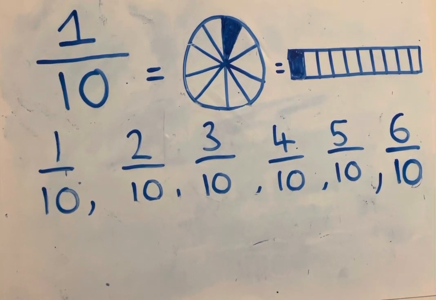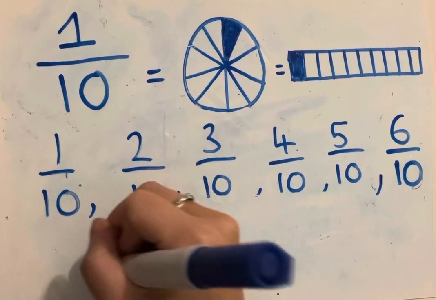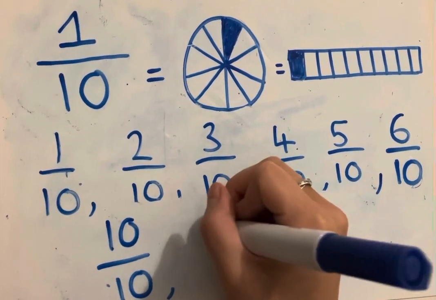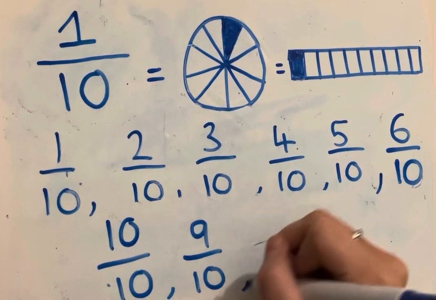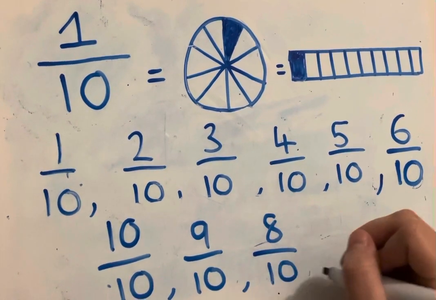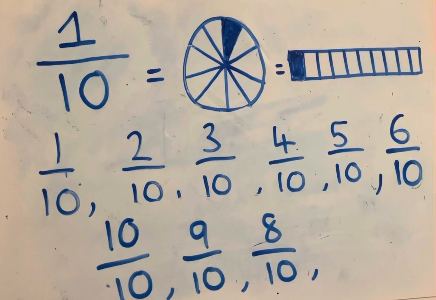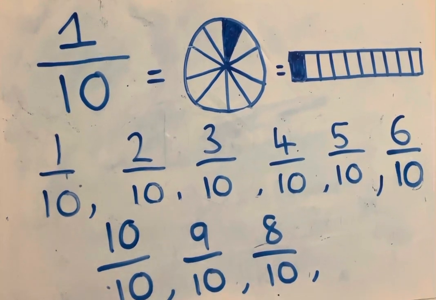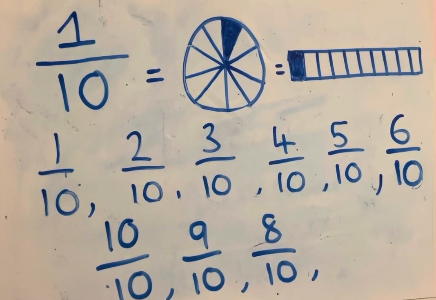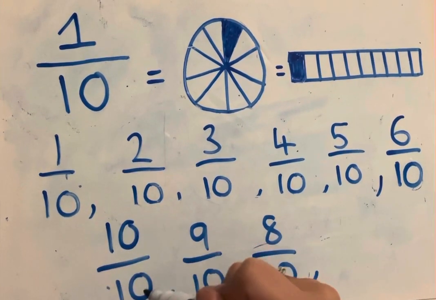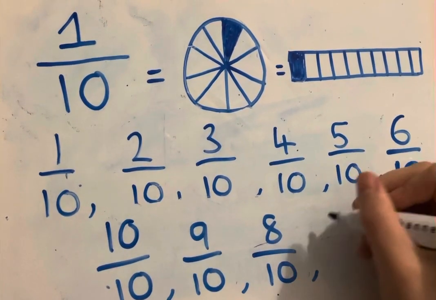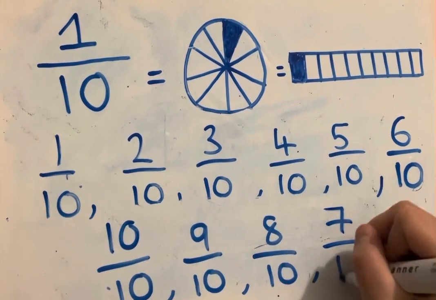Okay, now we're going to have a look at counting backwards in tenths. So we start at 10/10, and then it's 9/10, and then it's 8/10. And what would be the next number in this sequence? So what would be the next fraction? So again, the denominator is staying the same, but each time the numerator changes because we're counting backwards. So 10/10, 9/10, 8/10, it would be 7/10.